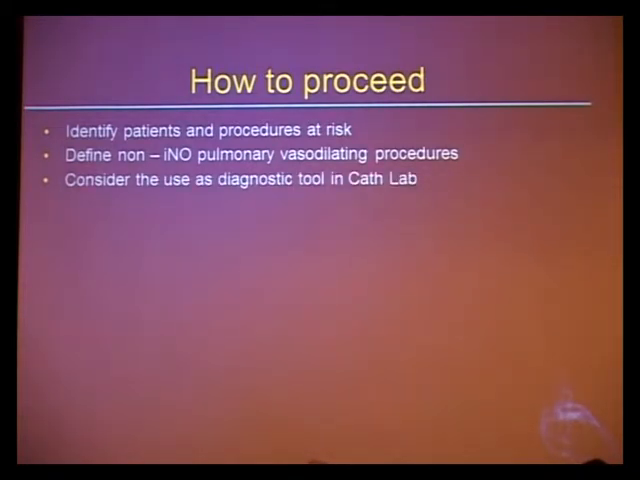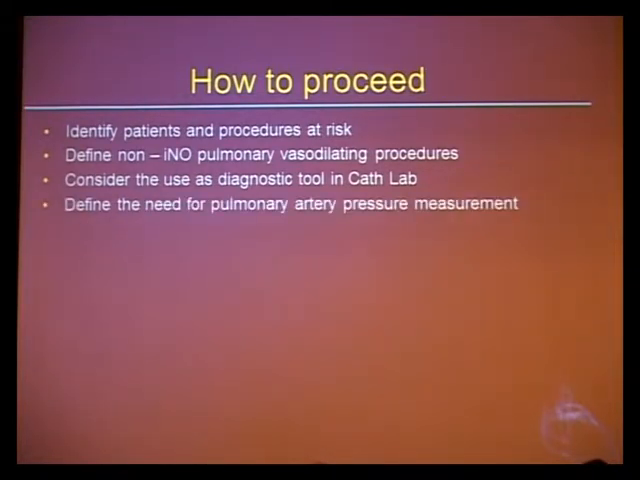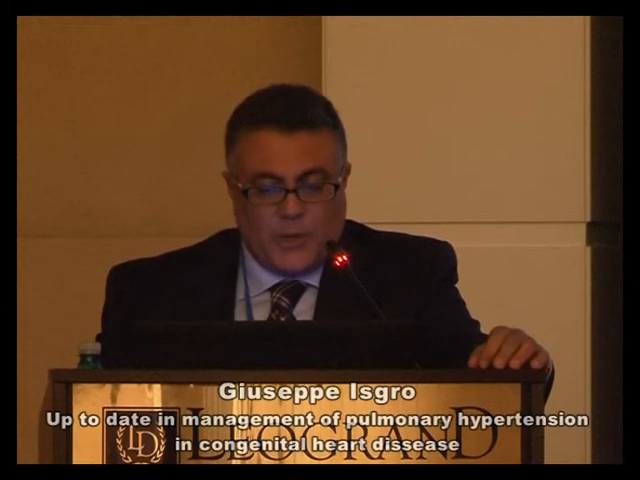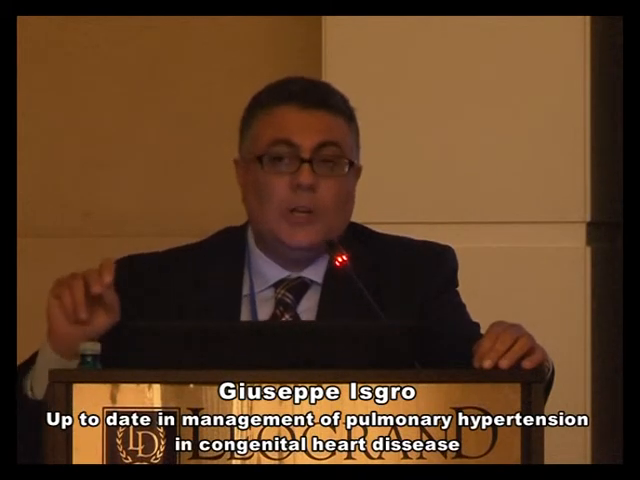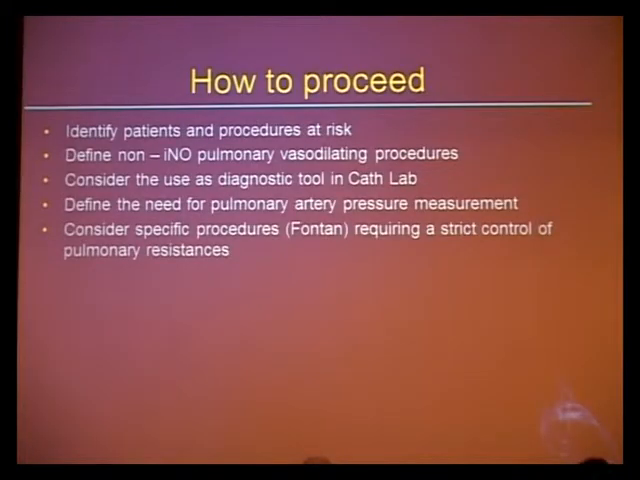Consider the diagnostic use in the cath lab of nitric oxide. You have to define correctly the need for pulmonary artery pressure measurement, and also define all the procedures that need strict control of the pulmonary resistance, such as Fontan procedures, which benefit from a reduction in pulmonary vascular resistance just after the correction.